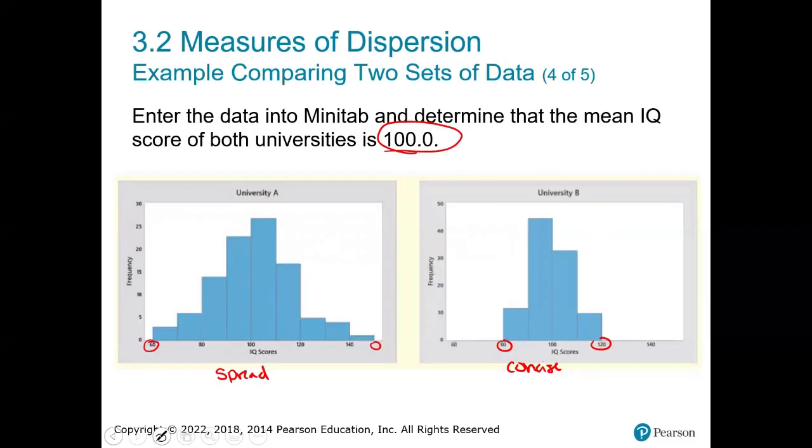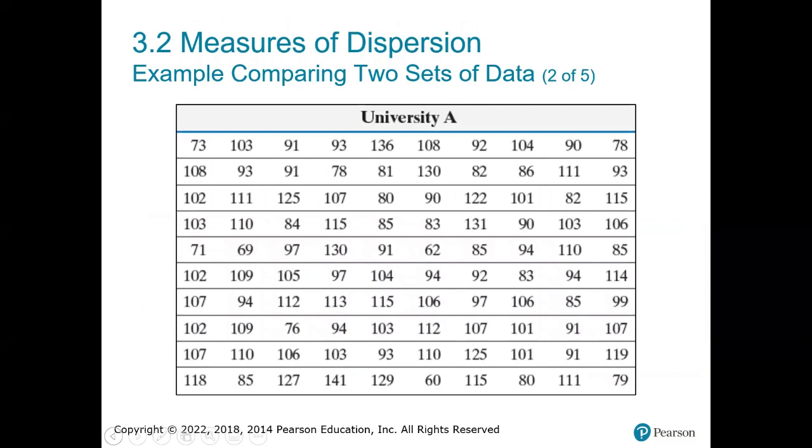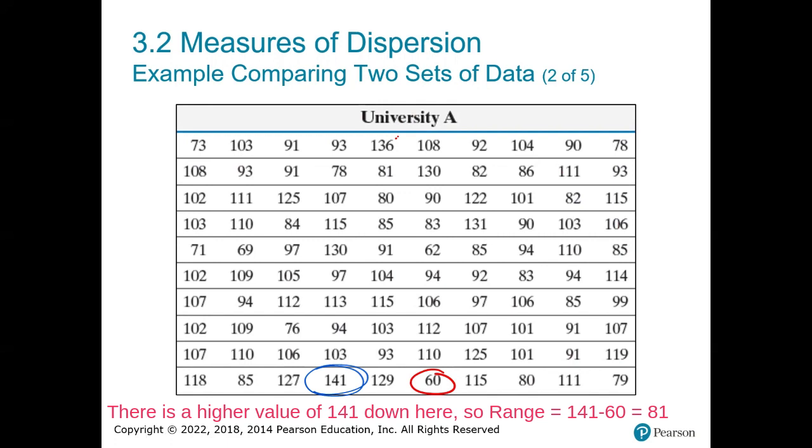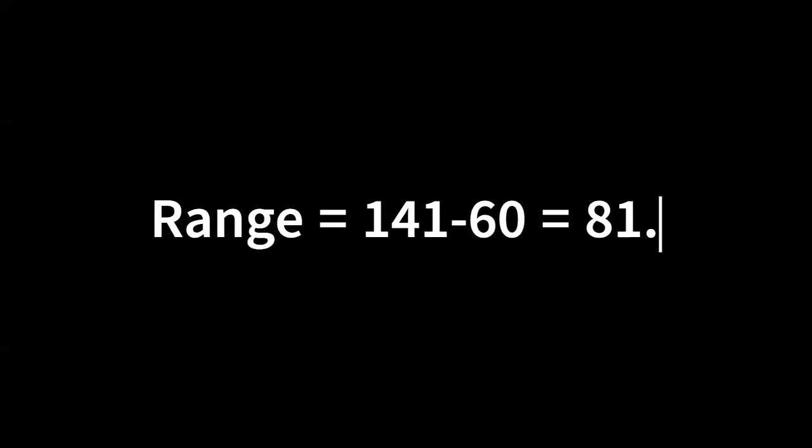So I could go back here to these universities, and I think 60 may be my lowest. Let's find my highest. I got a 136. Is there anything above 136? I don't think so. So the largest value is actually 141. So our range will be 141 minus 60. Grab a calculator. If you do that subtraction, you should get 81, which means there's a difference of 81 IQ points from the highest to the lowest score.